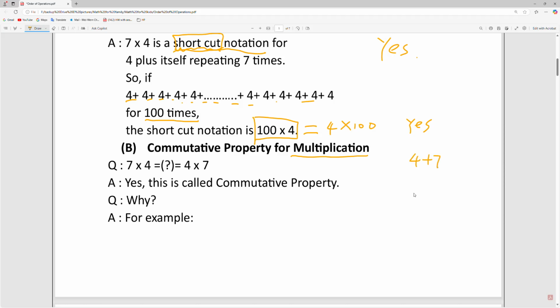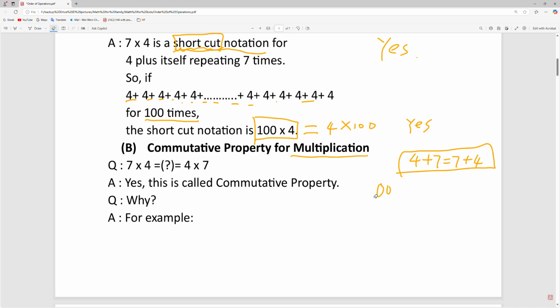4 plus 7 equals 7 plus 4. I think this is kind of obvious, so you can just use something to count and you can understand. I don't want to spend time talking about the commutative property for addition, but it's interesting to talk about the commutative property for multiplication. So let me show you the example. We use 7 times 4 and 4 times 7.